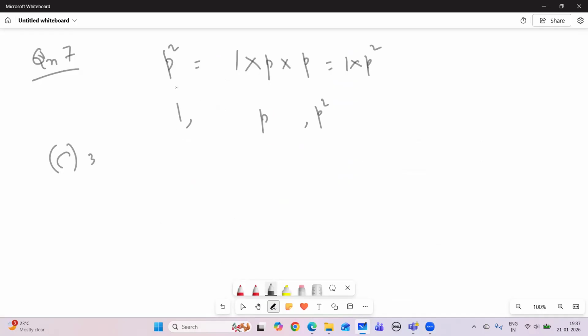Why? Prime number means its only factors are itself and 1. When you square it, you have p square, which can be written as 1 into p square, and also as p into p. So for p square, the factors will be 1 and p square, and p also becomes a factor because in the product this p exists. That's how you get 3 factors for the square of a prime. Answer is C. Now let's go to the next question.